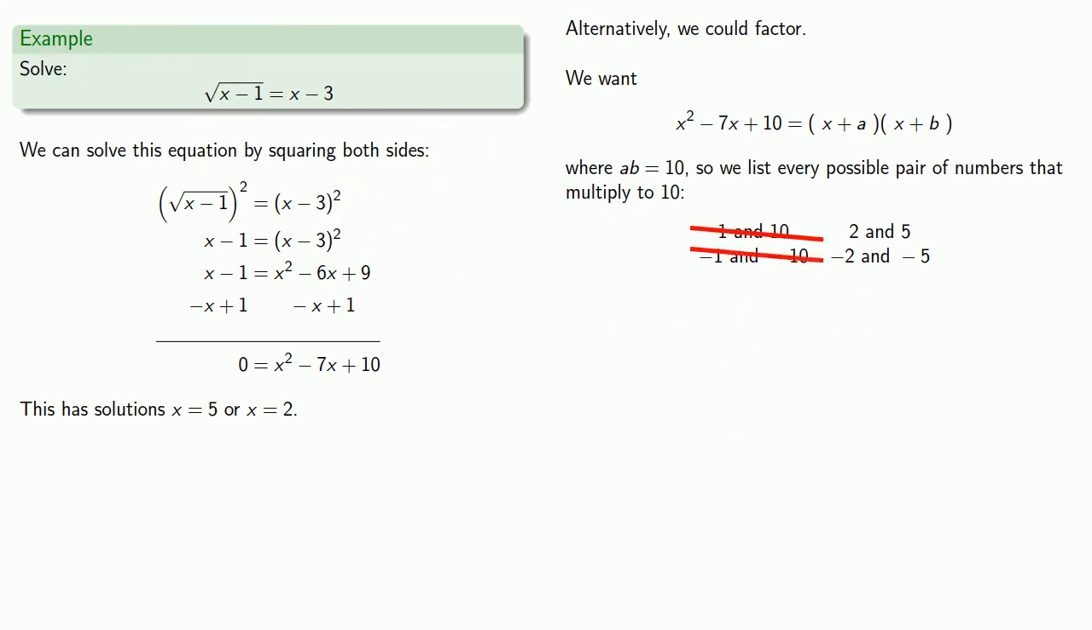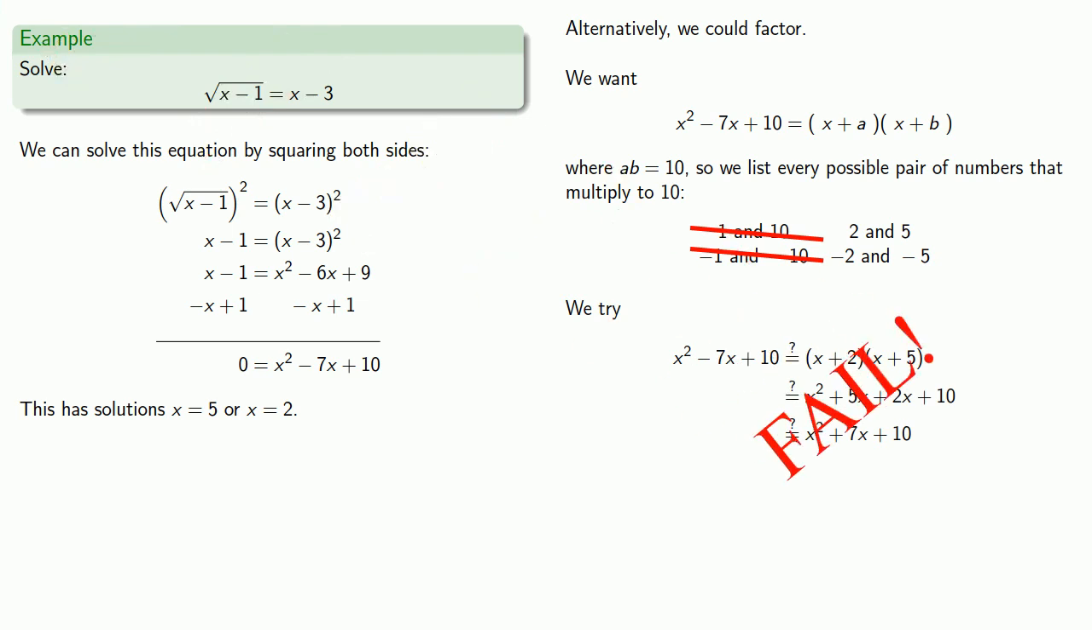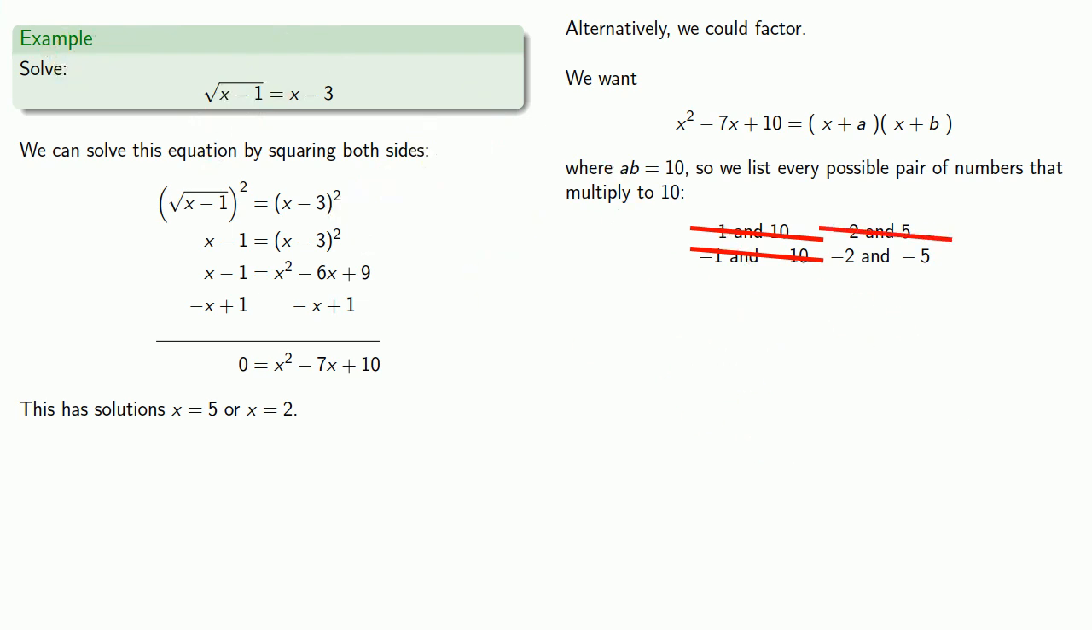Third time's the charm, so 2 and 5 have to work. So we'll check it out, though. x plus 2 times x plus 5 is going to be... not equal. Since the universe is a kind and gentle place, we know that negative 2 and negative 5 have to be the solution, so we won't even bother to check them. I would. Let's check it out. Do we actually get a factorization x minus 2 times x minus 5? We'll expand. And we find that we are, in fact, successful.